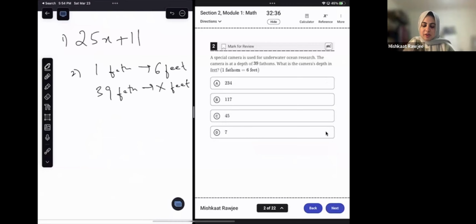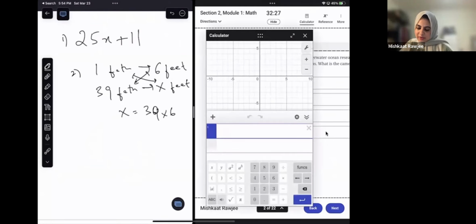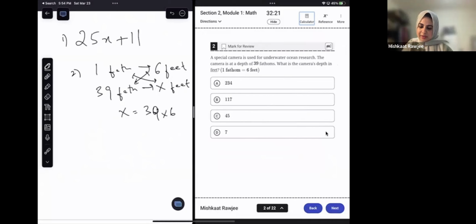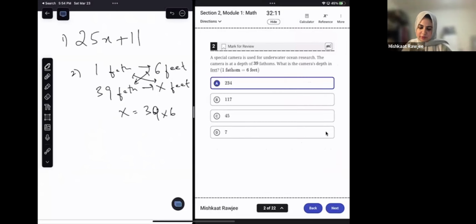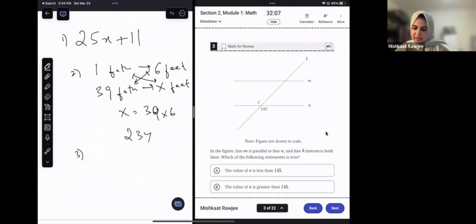So we just cross multiply, and X is equal to 39 multiplied by 6. I'm going to use a calculator. 39 multiplied by 6, you get 234. So that's our answer. And then I go next. Number 3, this is a geometry problem. What was the last one? It was 234. Next one is geometry.